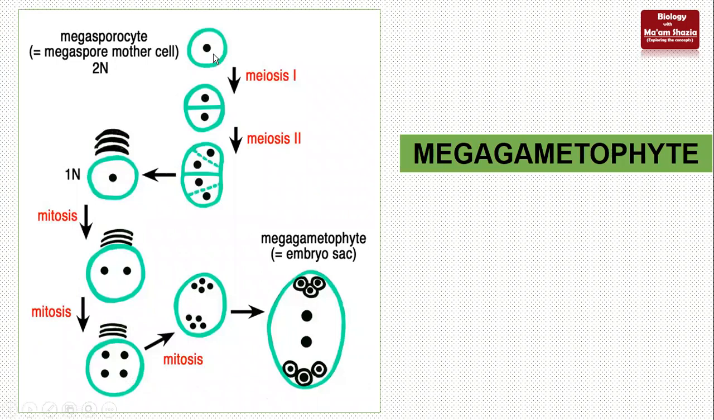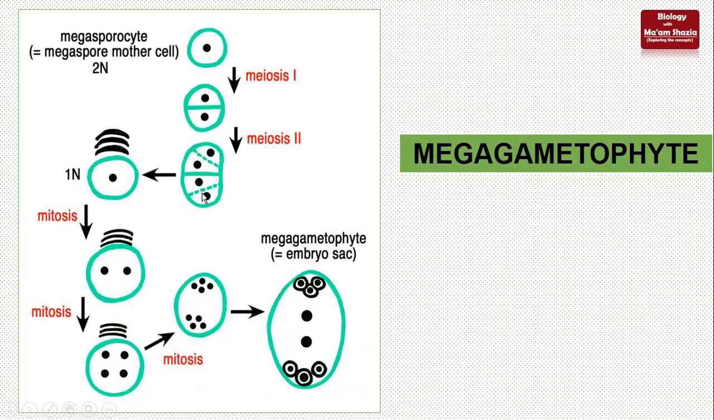This is the megasporocyte or megaspore mother cell. It is 2N. Inside the ovule, here we have the ovule. Please be attentive, everyone. The megaspore mother cell has to go through meiosis 1 and meiosis 2. After completing meiosis 2, you all know the result of meiosis is four haploid cells. So here we have formed four haploid cells.